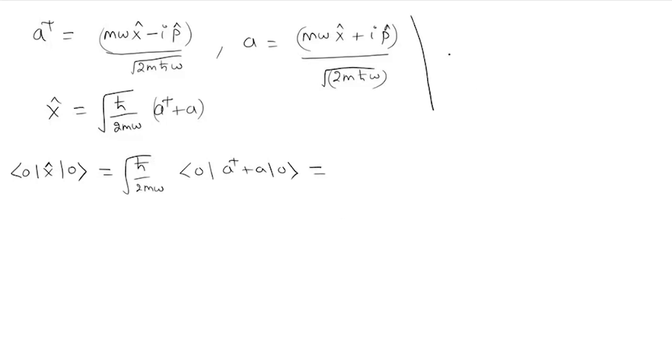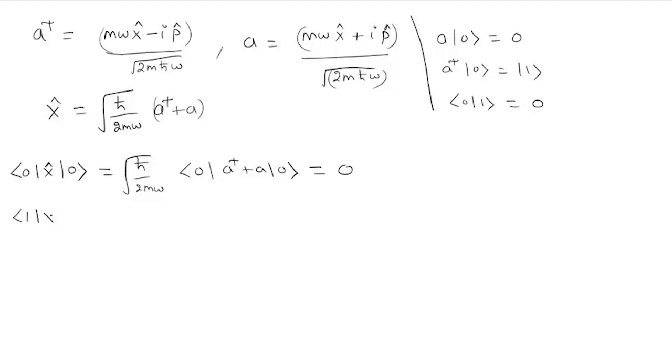So let's look at here. When a acts on the ground state, it gives you 0. When a† acts on the ground state, it gives you 1. So you can use those things and figure out. And you know that these are all normalized. If you have an inner product between 0 and 1, it's 0. If you use all these three results, you will figure out that this is 0.